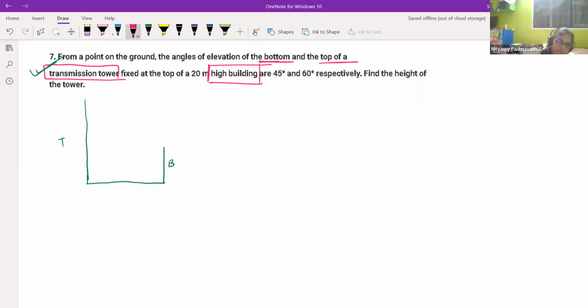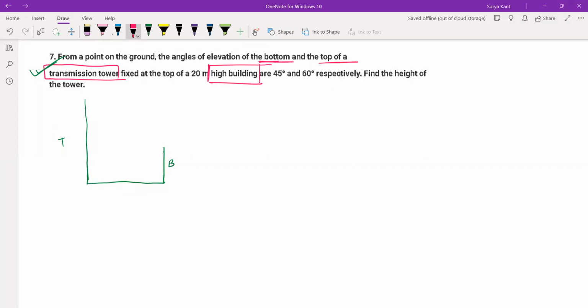Okay, sir. The question here says that from a point on the ground, the angle of elevation of the bottom and top of a transmission tower fixed at the top of a 20-meter high building are 45 and 60 degrees respectively. So where is the building and where is the tower? I don't know. Side to side, sir. The transmission tower is on the building.